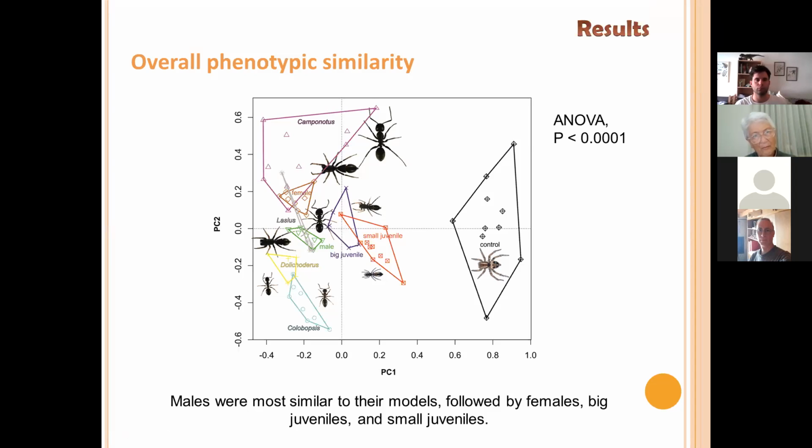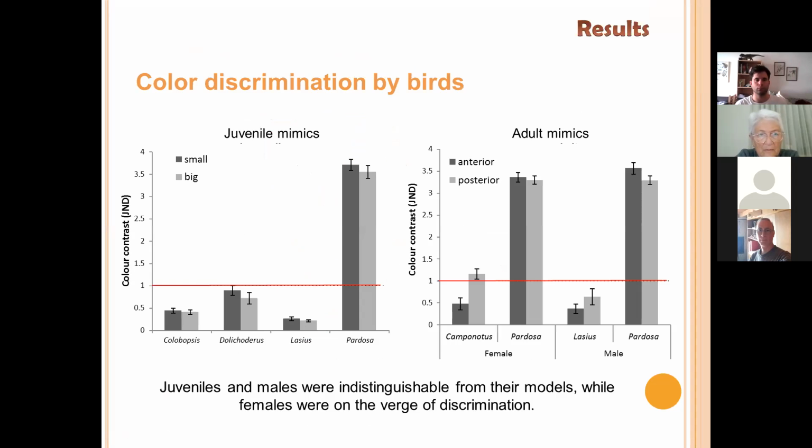So we have the results of the similarity, and now we look at the selection by predators. First of all, we used color discrimination, or the visual modeling, of a common bird predator. For example, the blue tit, which is very common in this area. And we did this modeling separately for the juveniles and then for the adult mimics.